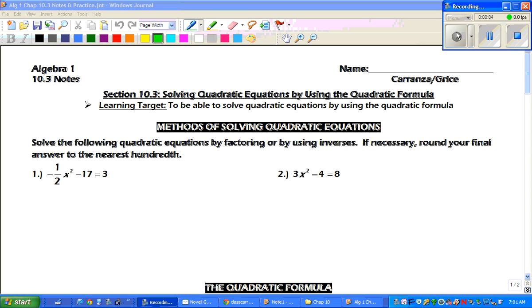Guys, this is Mr. Grice for Algebra 1, Chapter 10.3 Notes. Today we're going to be talking about solving quadratic equations by using the quadratic formula.